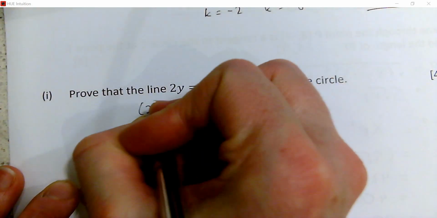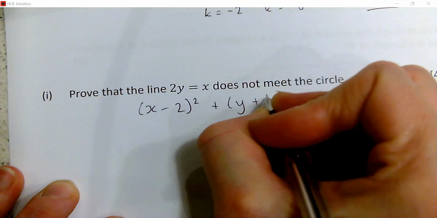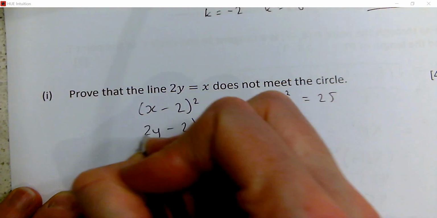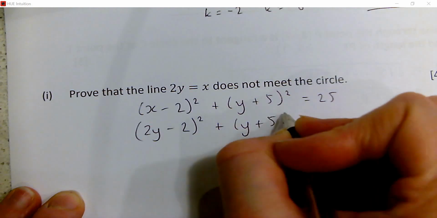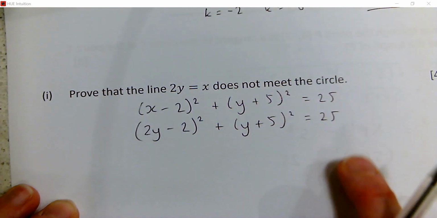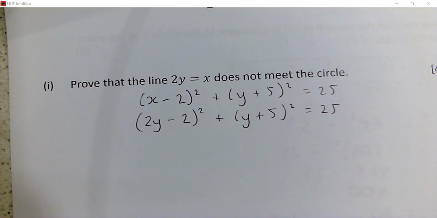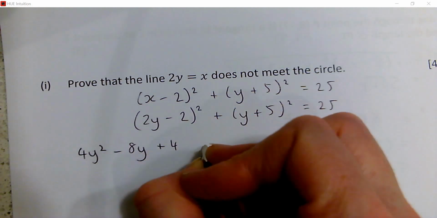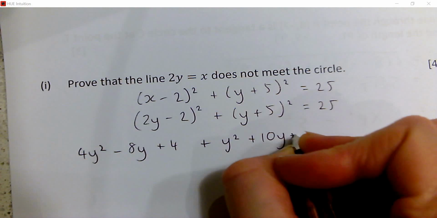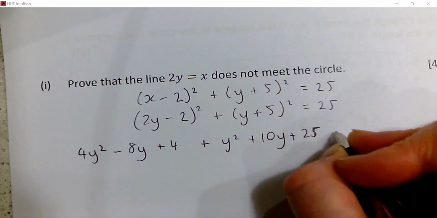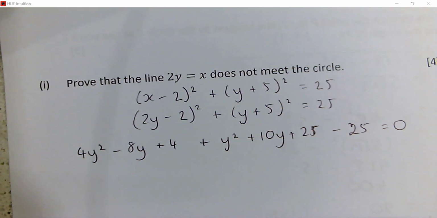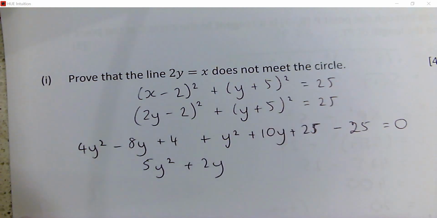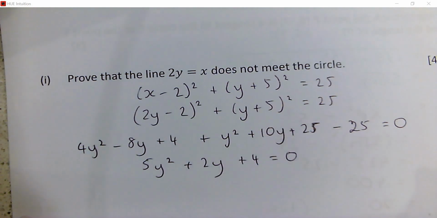Okay. So it was x minus 2 squared plus y plus 5 squared equals 25. Okay, and so now we put 2y minus 2 all squared plus y plus 5 squared is 25. So this is going to be quadratic in y. I'm going to expand and make it equal 0. So we get 4y squared minus 8y plus 4 plus y squared plus 10y plus 25, and we're going to subtract this 25 so that we end up with a lovely 0 on the right hand side. So if we count this up, we've got 5y squared plus 2y and then plus 4 is 0. So that one's a bit tougher.